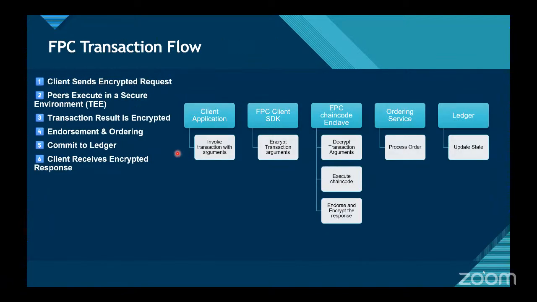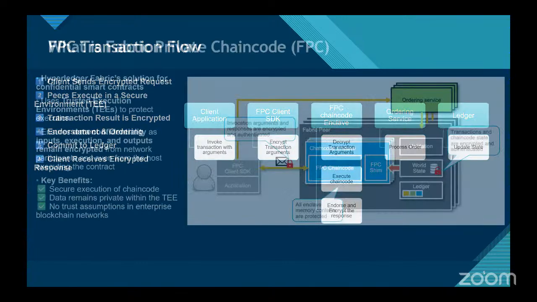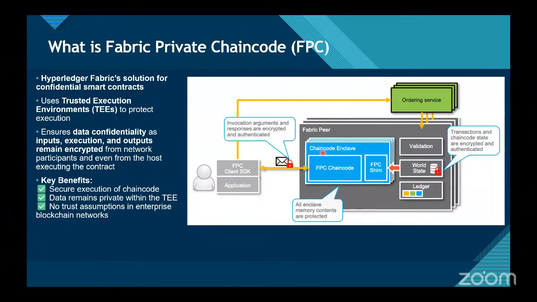What is the FPC transaction flow for this? We start with the client application itself invoking the transaction with arguments, and the FPC client SDK encrypts these transaction arguments before sending them to the peer, or the chain code enclave, and then the FPC chain code enclave inside the Fabric peer, this blue block. If you can see the screen.